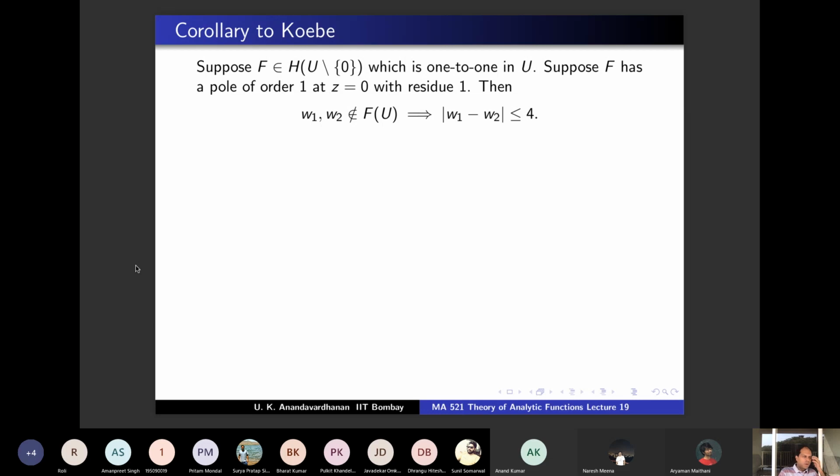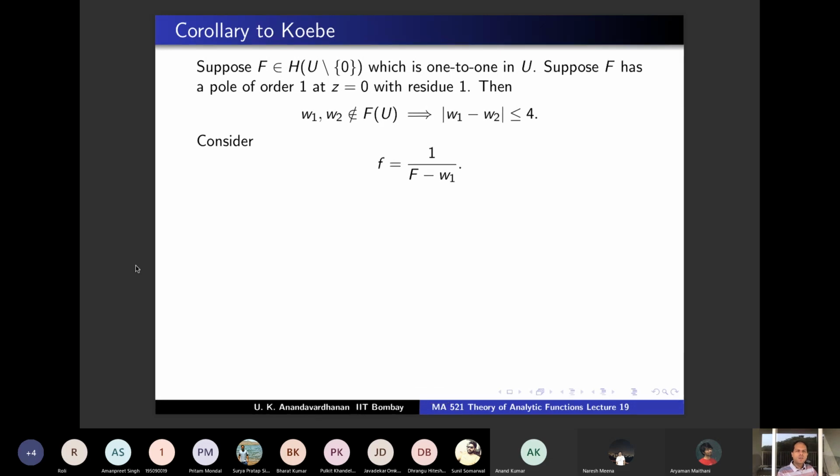In the area theorem, you remember, the proof crucially used one-to-one. How did we use it? When you considered three disjoint sets, you wanted to say that the images are also disjoint, non-overlapping. That was the most crucial part of the proof. So if W1 and W2 are outside the image, then |W1 minus W2| is at most 4. The proof is just the Koebe quarter theorem.